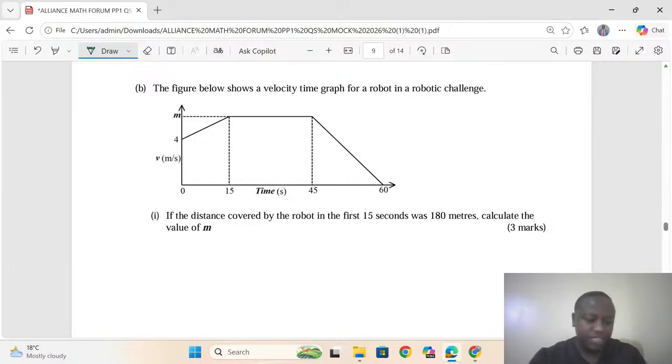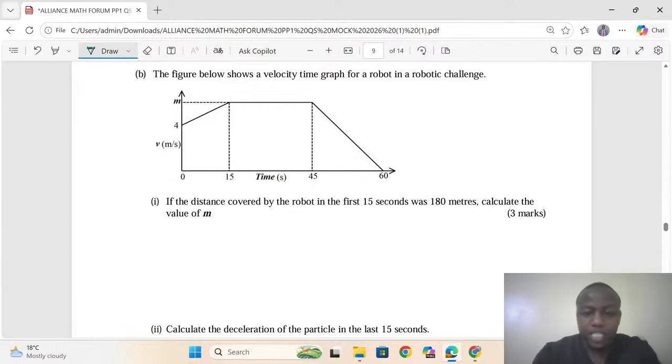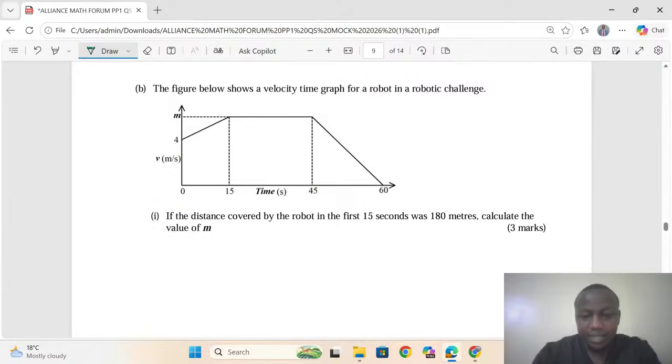Part B of the same question. Now, in part B, we're being told that the figure below shows a velocity-time graph for a robot in a robotic challenge. We can see the velocity on the vertical axis, time in seconds on the other axis. Now we read the question together. If the distance covered by the robot in the first 15 seconds was 180, calculate the value of m.